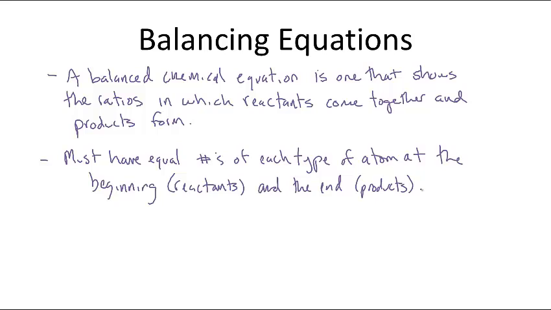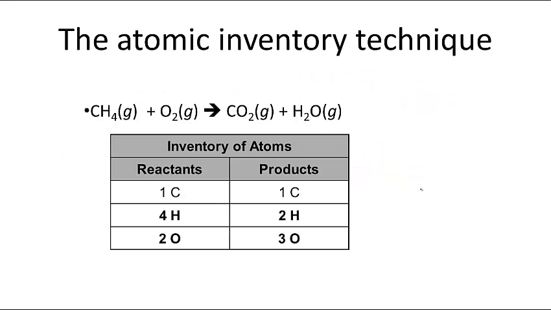Now, they can change what they're bonded to. They certainly can change, like you can have carbon reacting with oxygen making carbon dioxide, or hydrogen reacting with oxygen and making water. So the chemical properties may be very different, but the number and types of atoms must remain the same.